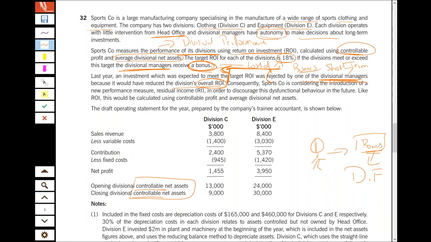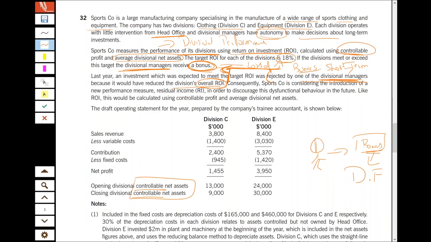This is dysfunctional behavior, my friend, which means when you set bonuses with ROI to achieve ROI, manager will want to do anything, legal or illegal, to achieve the bonus. Yeah, manipulation.